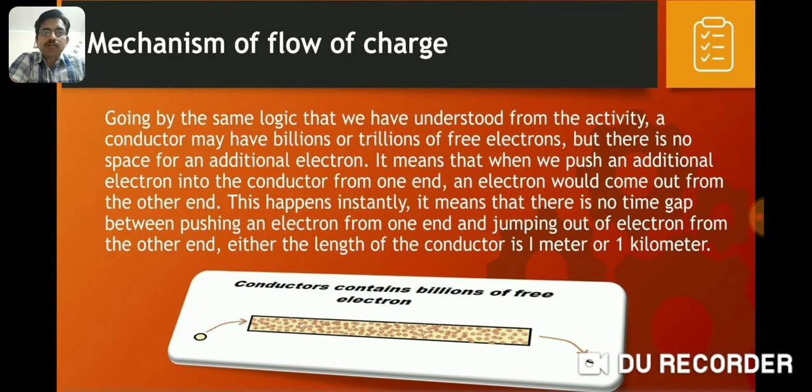Going by the same logic that we have understood from the activity, a conductor may have billions or trillions of free electrons, but there is no space for an additional electron. It means that when we push an additional electron into the conductor from one end, an electron would come out from the other end. This happens instantly. It means that there is no time gap between pushing an electron from one end and jumping out of electron from the other end, whether the length of the conductor is 1 meter or 1 kilometer.